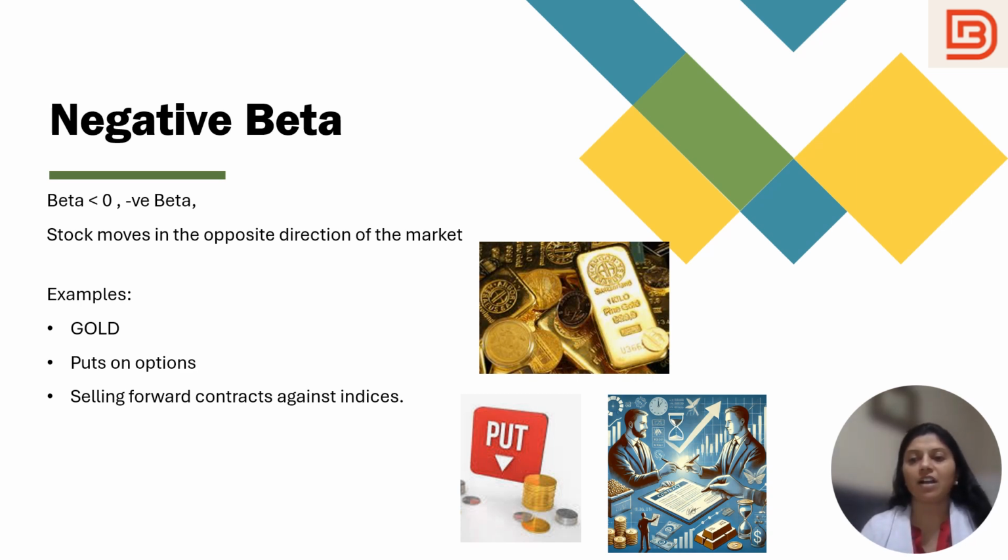Other examples are puts on stocks and selling forward contracts against indices, which will have negative beta. For example, if a put option has a beta of negative 1.5, it will fall by 1.5% on a day that the S&P 500 rose by 1%, and it would rise by 1.5% on the day when the S&P 500 fell by 1%.